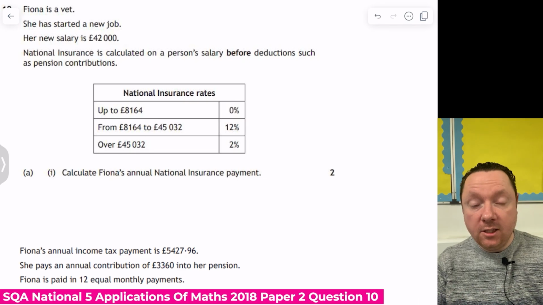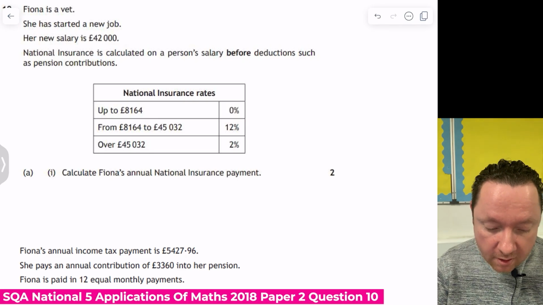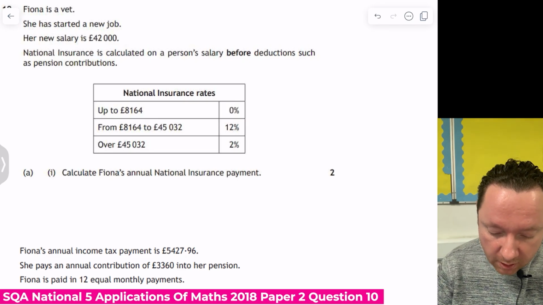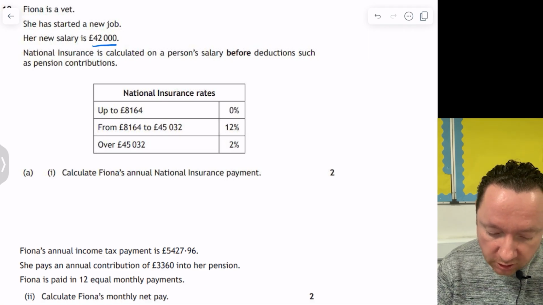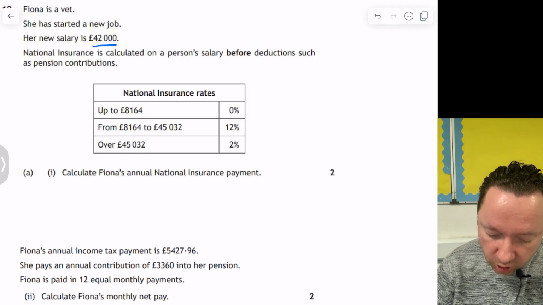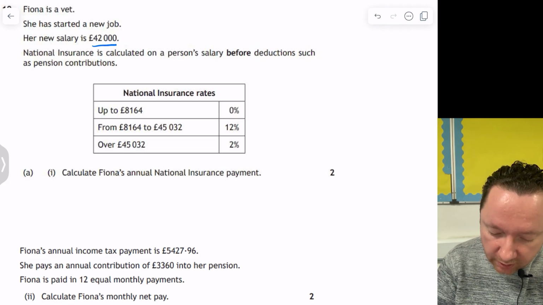Screen Answer 5, Application Maths for 18, Paper 2, Question 10. Fiona is a vet, she has started a new job. Her salary is £42,000. National Insurance is calculated on the salary before deductions such as pension. Calculate Fiona's National Insurance. So we've got this table. Let's take a note that we've got 42,000 as the salary.